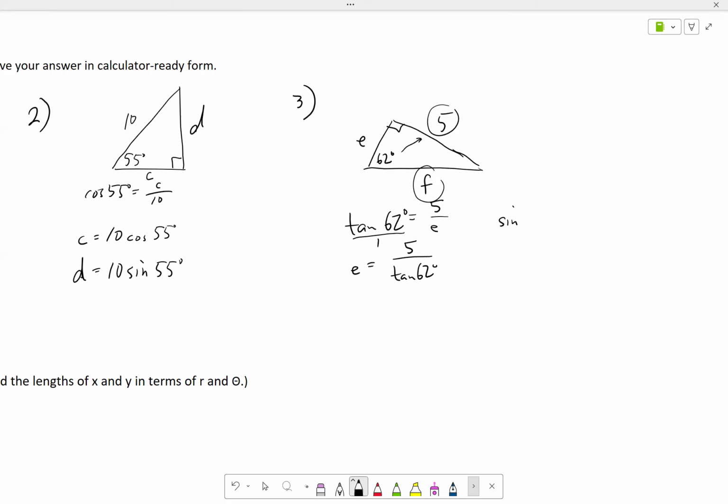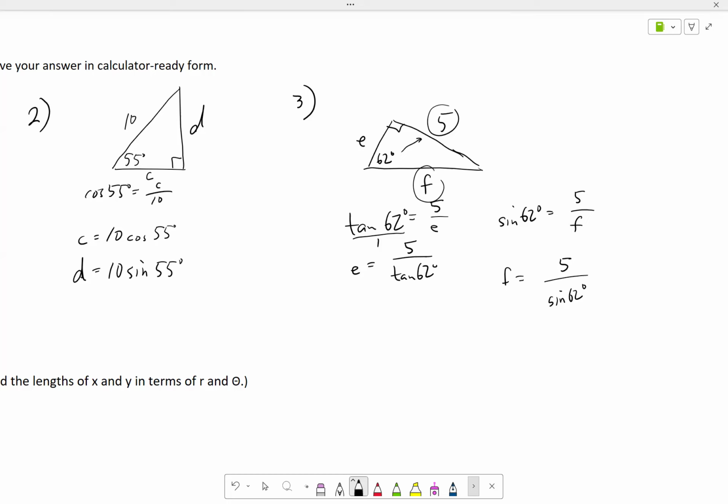Nice. Sine of 62 degrees is equal to 5 over F. Are you able to solve that for F? Sine of 62 divided by 5. Like this? Oh, yeah, 5 over sine. Oh, I'm so sorry. That's okay. That's an easy one to miss. Are we good with that? Nicely done. On the fly.